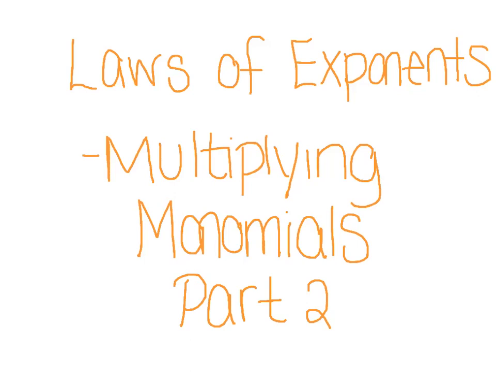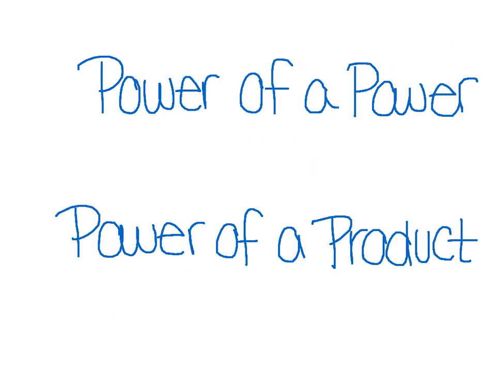In this lesson, we're continuing our rules of exponents that involve multiplying monomials. In the previous lesson, we simply learned how to multiply monomials by keeping the base and adding the exponents. Now we're going to take those a little bit further and talk about two more rules.